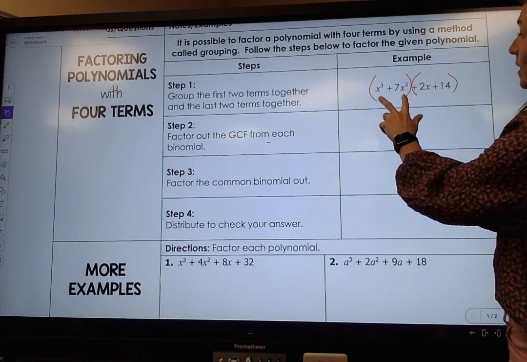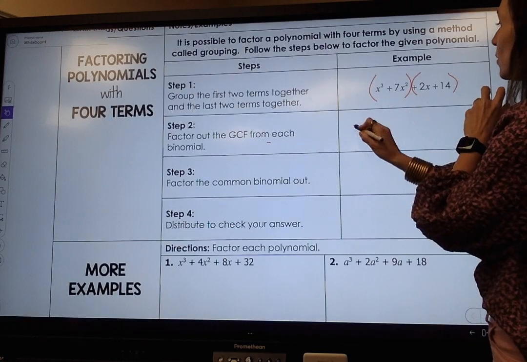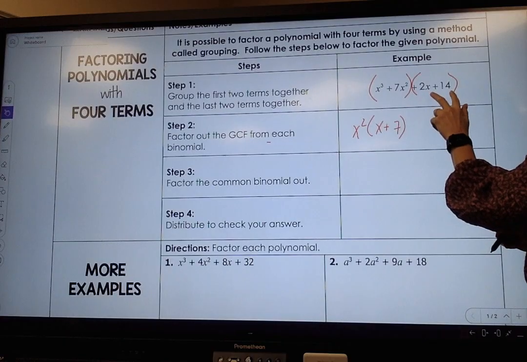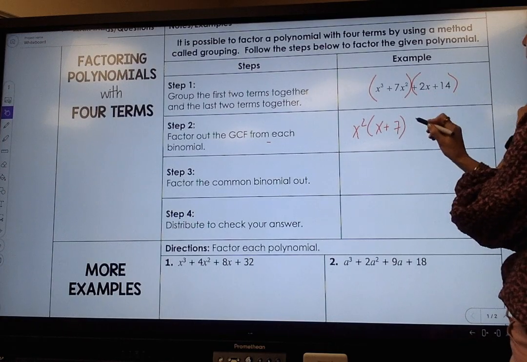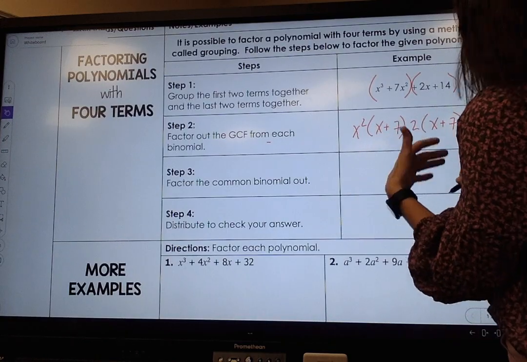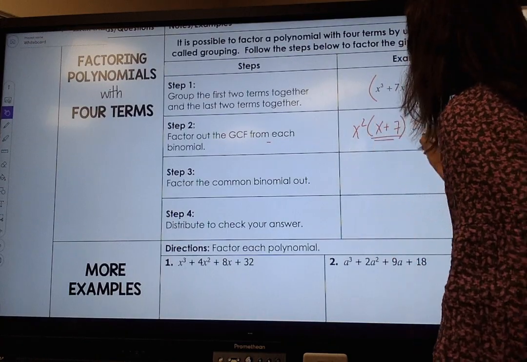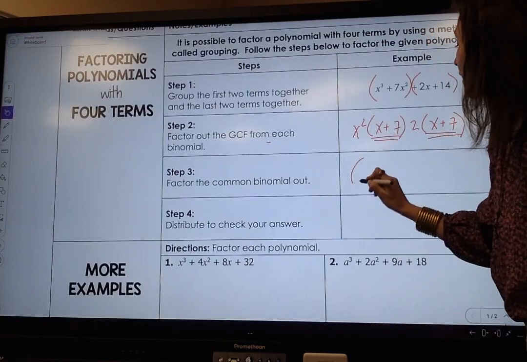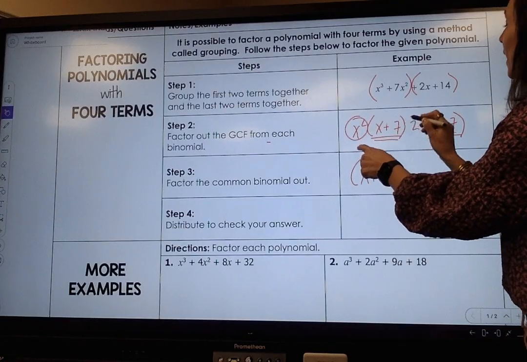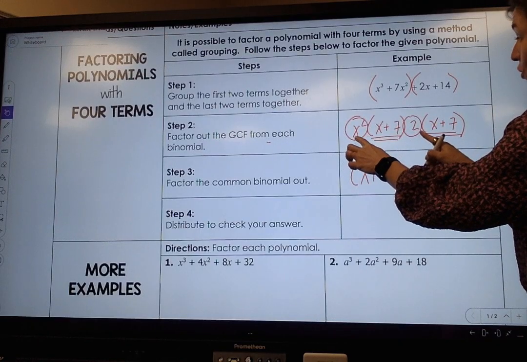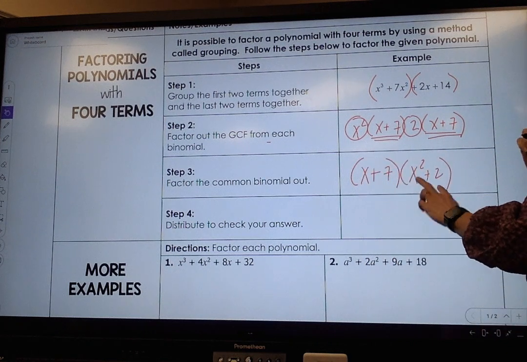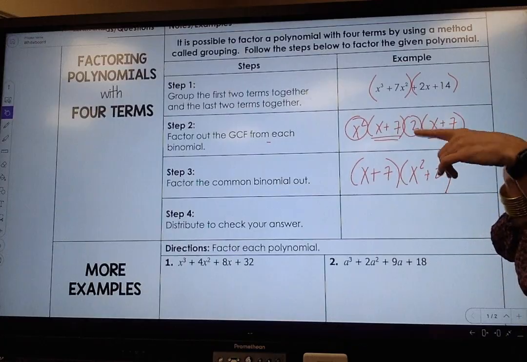And we're going to take the GCF out of the first binomial, so x squared, and then I get an x plus 7. And then we're going to take the GCF out of the second binomial. So I'm going to take a 2 out, and I get x plus 7. Now, I have taken what they have in common, x plus 7, so that goes there. And then I combine what I took out, the GCF of both of those, and I put them together here. And now I have a binomial times a binomial, and then we can check our answer.